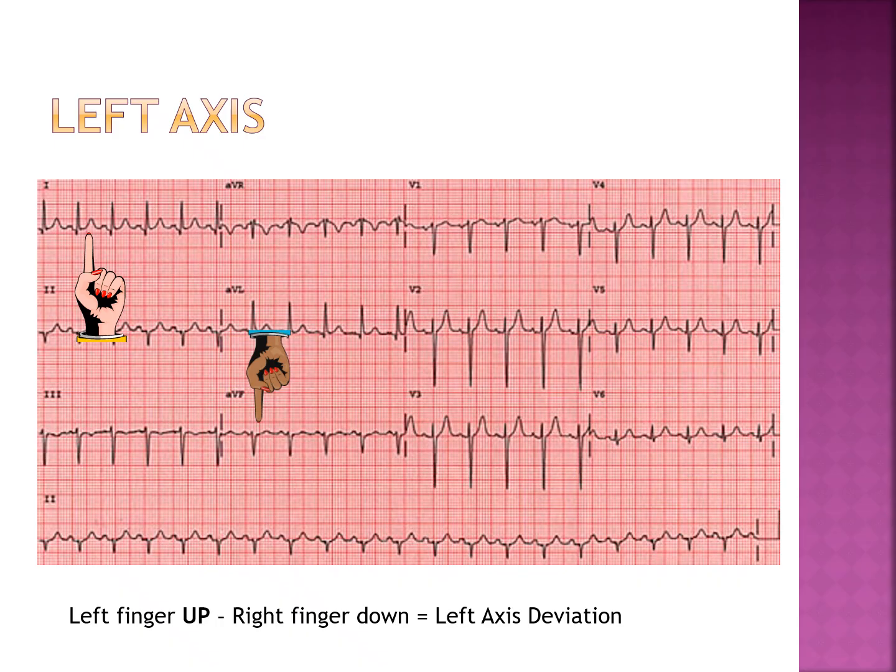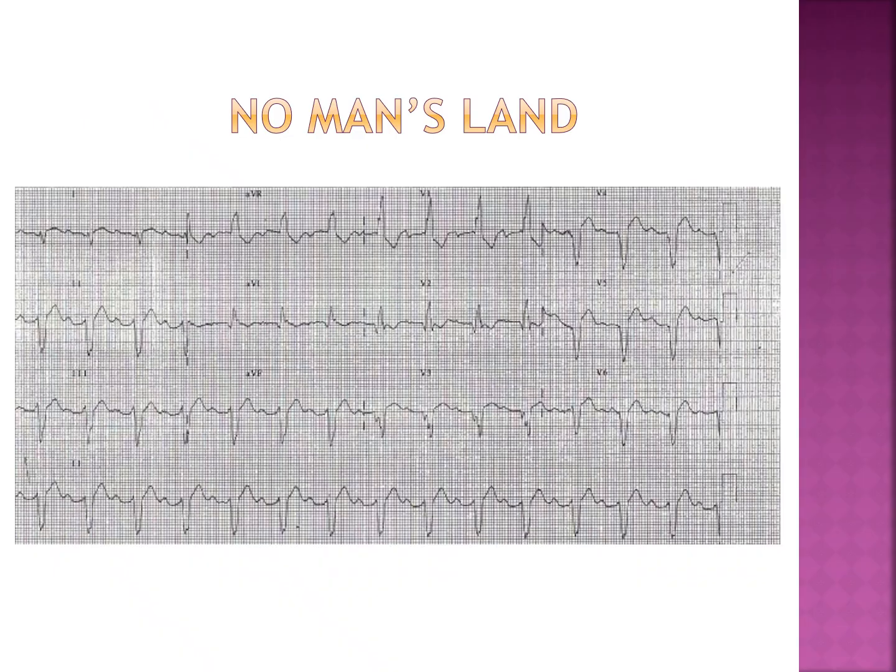Whichever finger is pointing up is the axis deviation. So if you have both fingers going up, you have a normal axis. But if your left finger is going up and your right finger is going down, you have a left axis deviation. If your right finger is going up and your left finger is going down, then you have a right axis deviation. But what about no man's land?